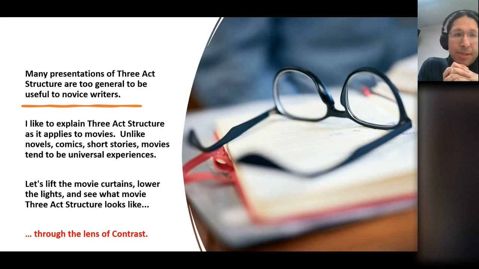I like to explain 3-act structure as it applies to movies. Unlike novels, comics, short stories, movies tend to be universal experiences. Everyone you know will eventually go see a movie at some point. So let's lift the movie curtains, lower the lights, and see what movie 3-act structure looks like through the lens of contrast.